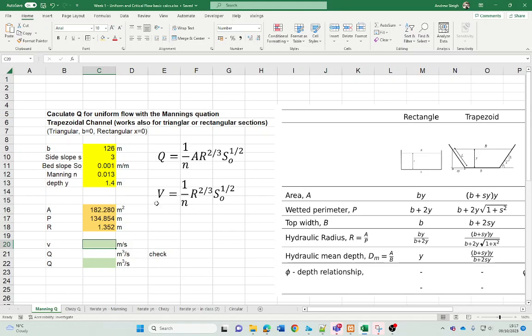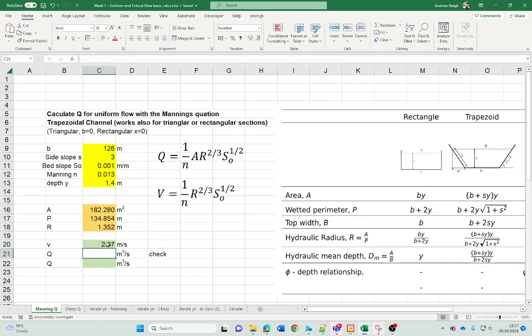Now we normally just calculate Q when we're calculating the uniform flow, but in this example I'm going to use the V formula first of all. So I'll do that, and I'm going to write it 1 divided by n first in brackets, and then times this by R raised to the power of 2/3. I could have put in there 0.666, but I'm using 2/3, and then it's the bed slope raised to the power of 0.5.